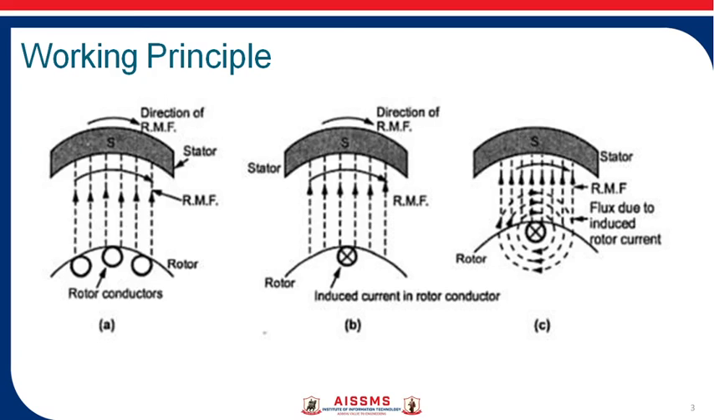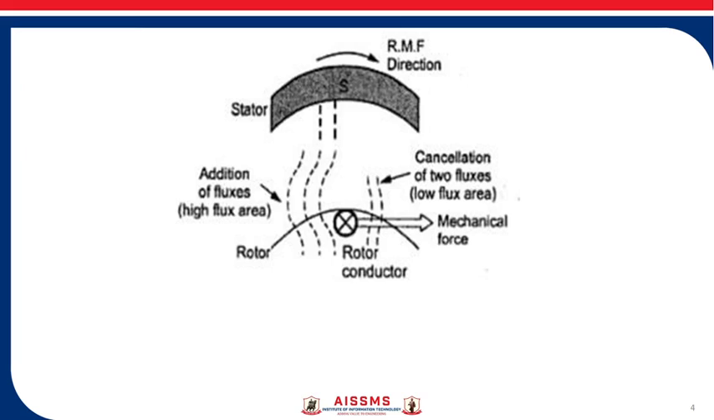If these two fluxes are in the same direction, they get added up, and that makes a high flux area. But on the other side, if two fluxes are in opposite directions, they cancel out and produce a low flux area. So in this diagram you can see the cancellation of two fluxes, which is the low flux area, and here the addition of two fluxes, which is the high flux area. The flux line acts as a stretched rubber band. A high flux density area exerts a push on the rotor conductor toward the low flux density area.